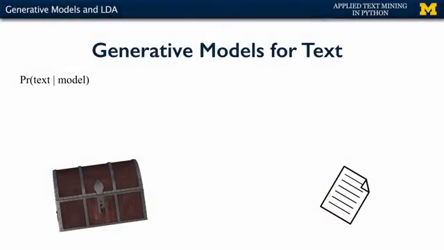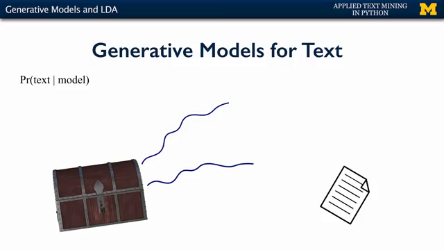Let's talk in more detail about generative models and LDA. The generative model of text basically starts with this magic chest. Suppose you have this chest and words come out of this chest magically, and you pick words from this chest to then create your document.